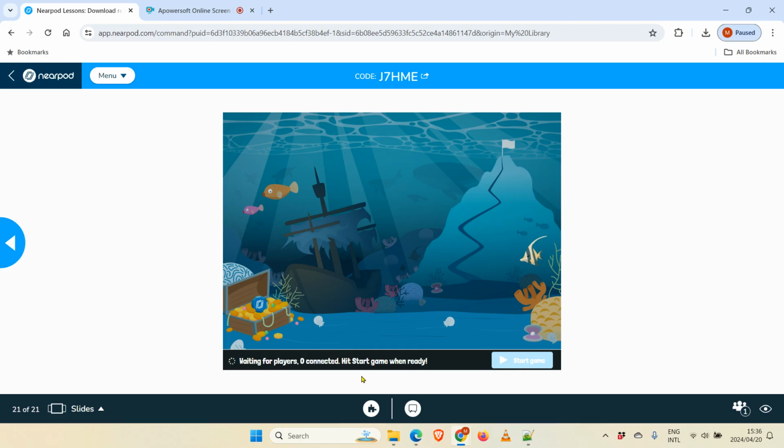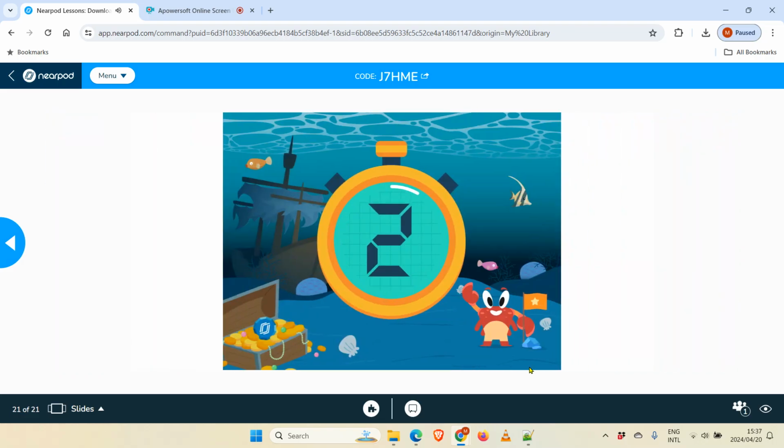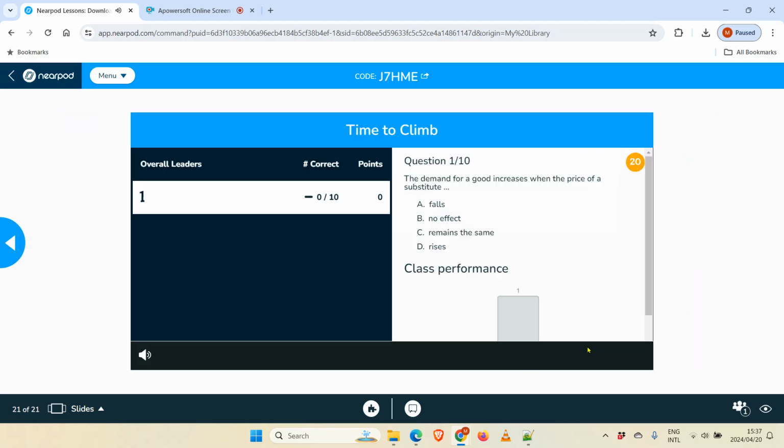So here I'm waiting for students to join this game. Since I am the only student in this lesson, on my mobile device I click the join button. And so there I've joined this game. Start activity.